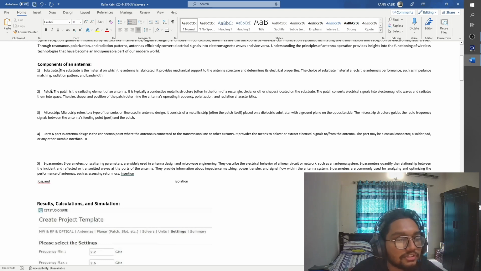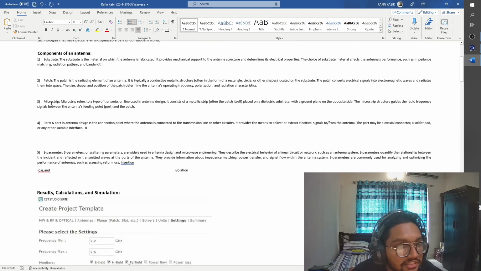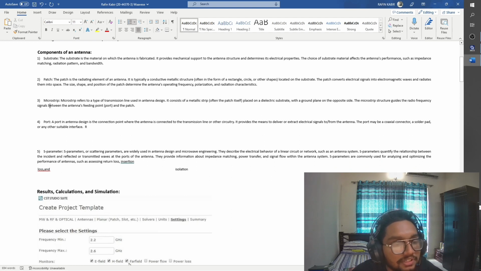Now let's talk about the patch. The patch is the radiating element of the antenna. Typically a conductive metallic structure is used. In my design I have used copper. The microstrip is a transmission line used in the antenna design. This is also a metallic strip, and you could say it is the connection between the patch and the substrate.